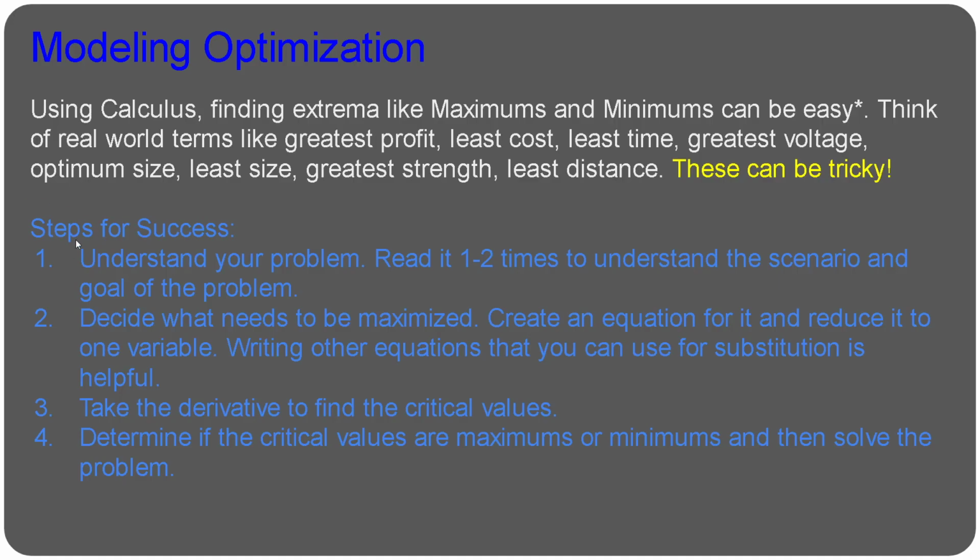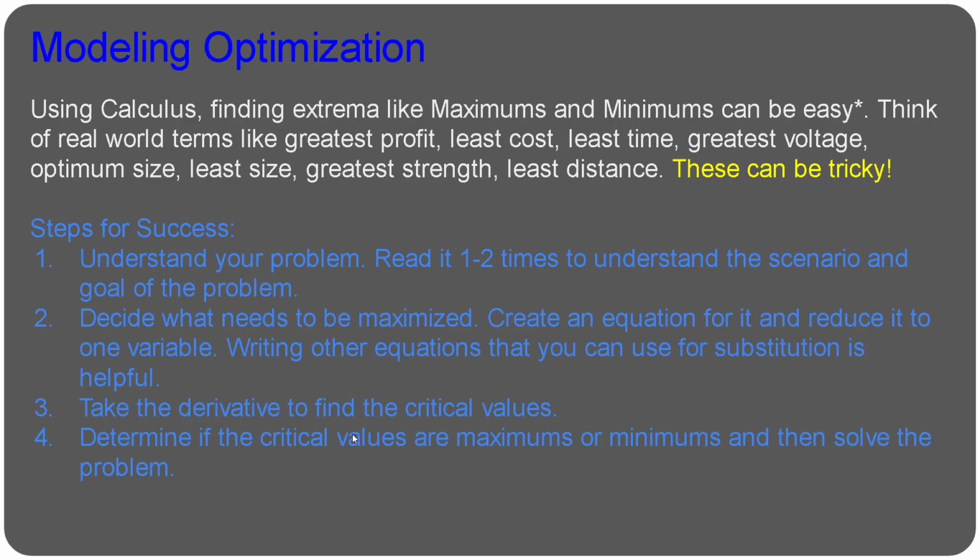Let's go over some steps for success. So number 1, you have to really understand your problem. Read it 1 or 2 times, maybe even 3. Sometimes I even draw a picture of what I'm looking at so that I can actually understand what's going on. And then number 2, decide what needs to be maximized. So you create an equation for it and you solve it for only one variable. As a quick little note, writing other equations that you can use for substitution is super helpful. And we can look at an example of that in a second.